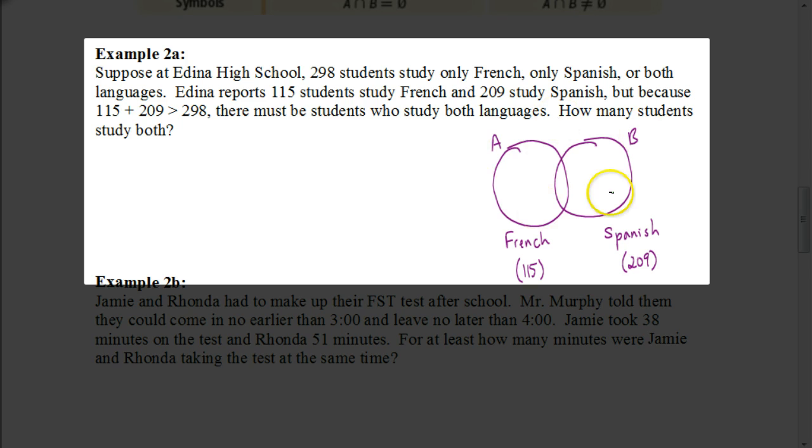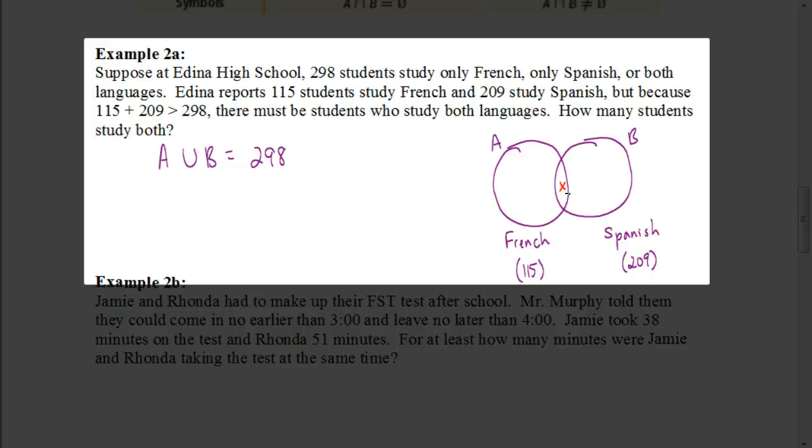But as a whole, we know that A union B, so together these two sets are going to equal 298. So there's 298 students that study only French, only Spanish, or both languages. So our goal is to figure out how many of them are in that intersection. We're going to call that intersection X. So that is going to be the students that are studying both French and Spanish.